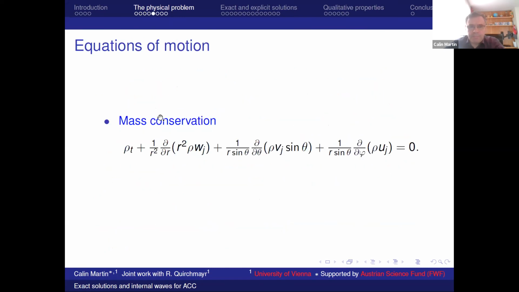Besides the conservation of momentum, we have the equation of mass conservation, which is roughly the derivative of the density plus the divergence of the vector field consisting of the density times the velocity field. It should be zero.